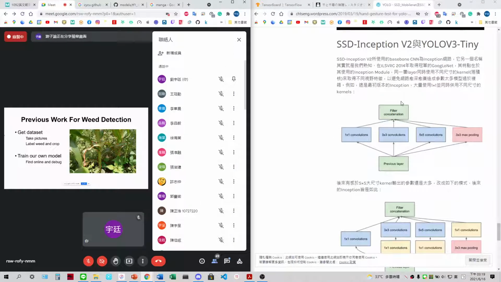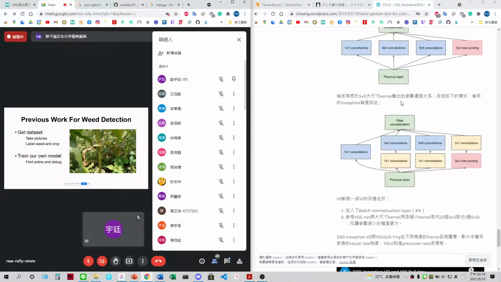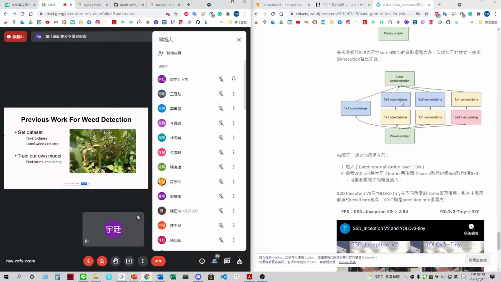And this is the picture we use LabelMe to label. And after labeling these pictures, we use these pictures to train the model. But this part is very difficult. Although we successfully trained our own model, we still have many bugs like low accuracy and not enough data set. Now we're still working on it.